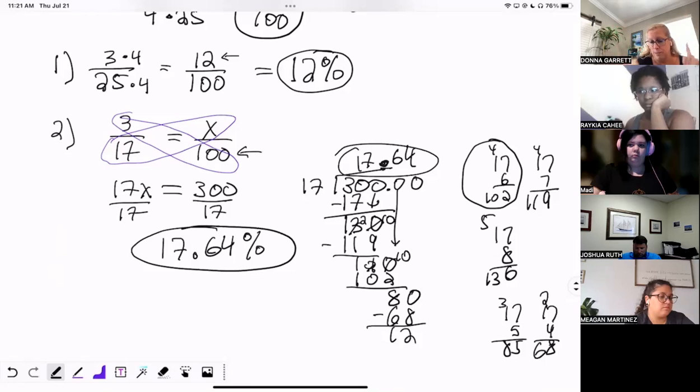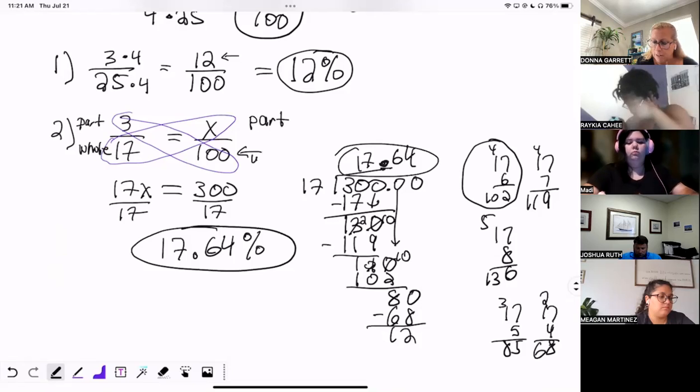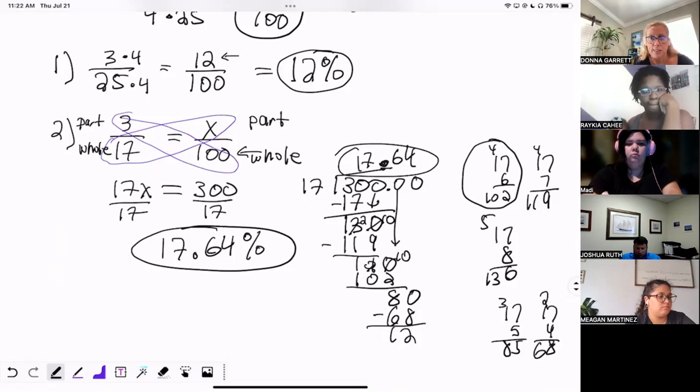So, okay, here, let me say something. Here, watch. This is my part out of 17. This is my whole. This is going to be my percent out of my whole of 100. So see how my part's on top and my whole on the bottom? Same kind of idea we did before with ratios, right? So that's the idea, part of a whole. Part out of the whole equals percent out of 100.